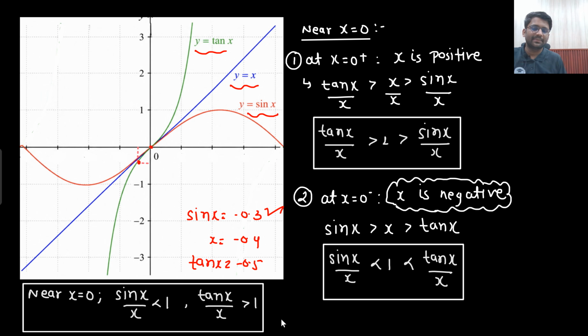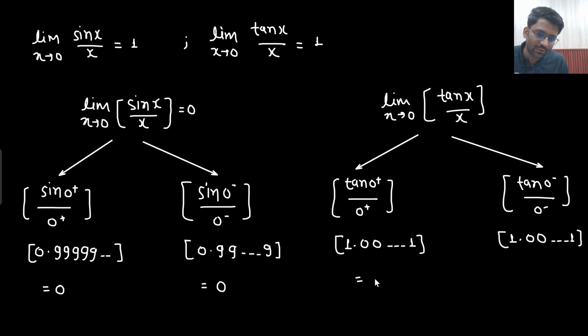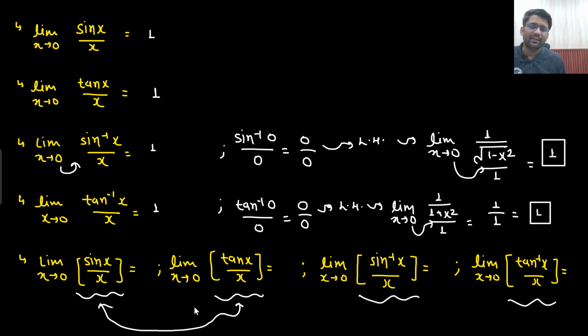What I have seen is that tan x by x is somewhat greater than 1. That means it is somewhat 1.000001, or 1.0001. So this will throw value 1. This will throw value 1. So this thing that we have written here will throw value 0. This will throw value 1.